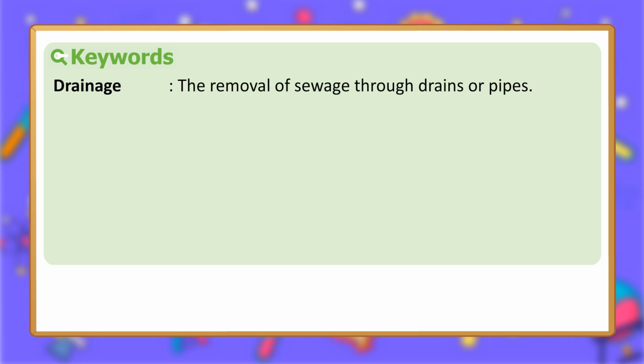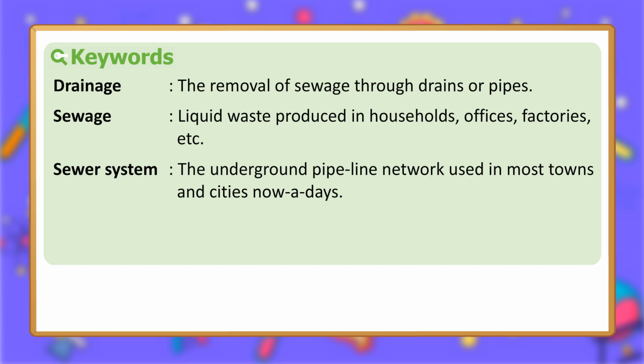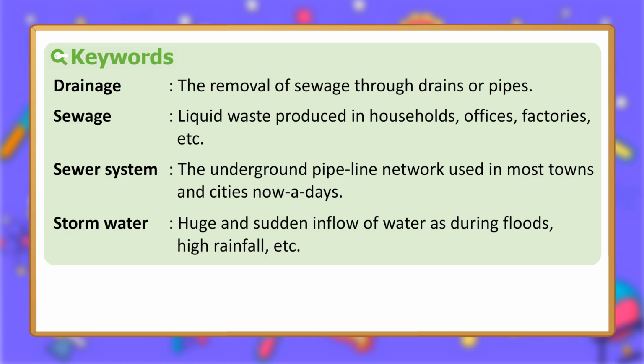Keywords. Drainage: the removal of sewage through drains or pipes. Sewage: liquid waste produced in households, offices, factories, etc. Sewer system: the underground pipeline network used in most towns and cities nowadays. Stormwater: huge and sudden inflow of water as during floods, high rainfall, etc.